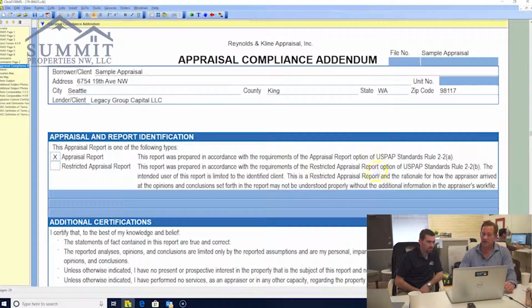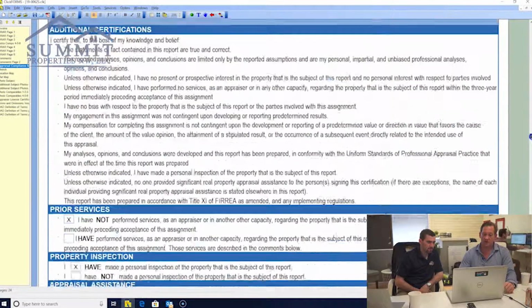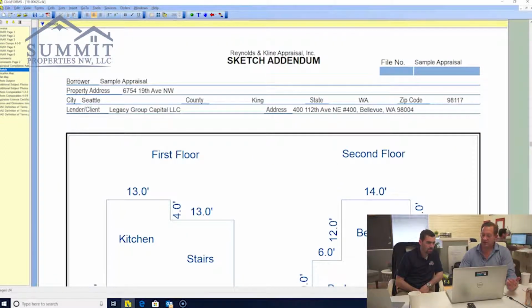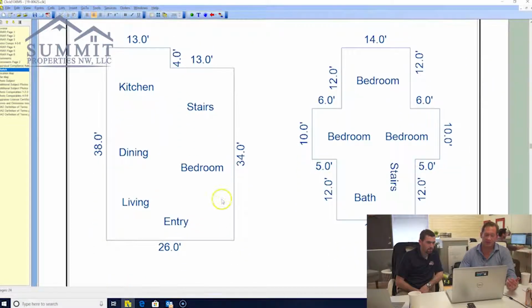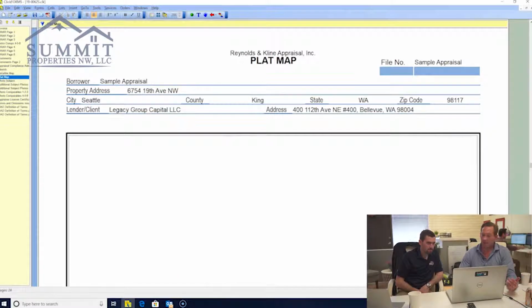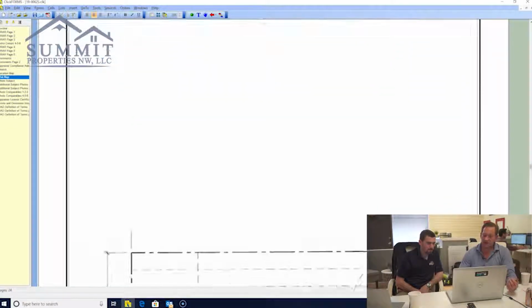All right, here's the compliance addendum. This kind of talks about our appraisal process, and what you're looking for is if we have performed services on this appraisal within the last 3 years, then we have to disclose what happened or why. And it's usually, we appraised it for the purchase 2 years ago, something like that. All right, so here's the sketch, and you've seen this before. Building sketch. All right, so, and we looked at the location map, plat map. You can kind of get an idea what's going on there.